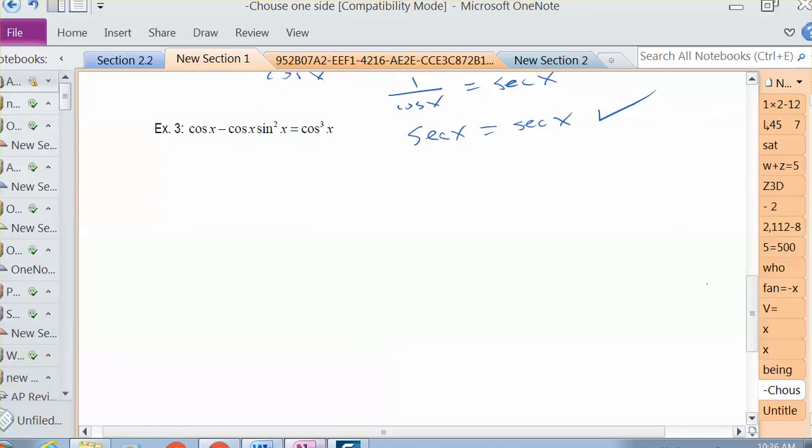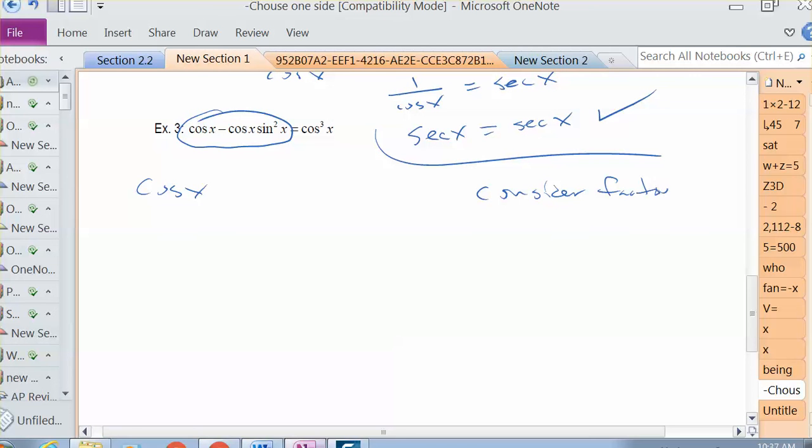Let's look at example 3. Sometimes you want to use a bit of algebra. So, for example, I could factor out a cosine x. So do consider factoring if you can. And if you factor out the cosine x, you get this. And just because I'm lazy, I'm going to put double quotation marks because I don't feel like writing the right side over again. And by the way, this means you have 3 cosines being multiplied together because it's cosine cubed.